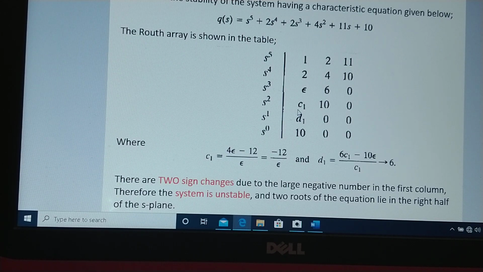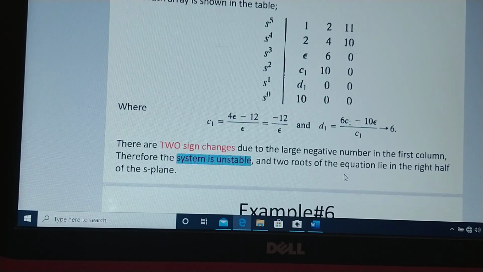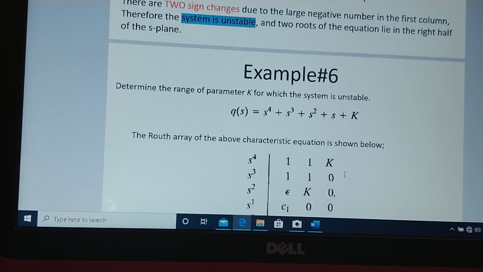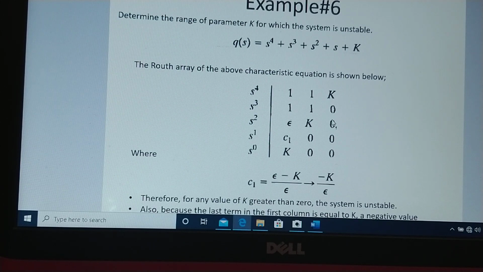Please see C1, how you find out. 4 epsilon minus 2 is 12 divided by epsilon, that gives you minus 12 by epsilon. D1 is 6 C1, 6 into C1 minus 10 into epsilon divided by C1 gives you plus 6. Thus there are two sign changes again, and this makes the system as unstable. Okay, so let's come to example 6.